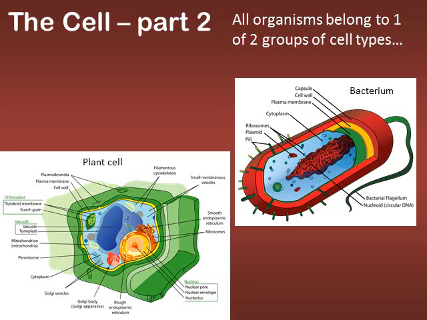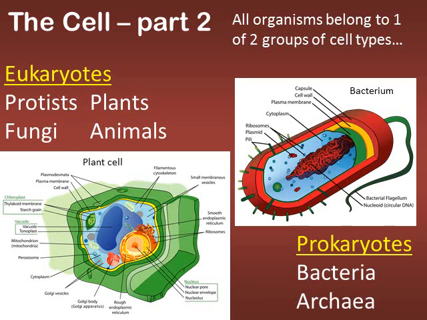In other words, all organisms have either eukaryotic cells or prokaryotic cells. And you can see all the different groups of organisms alive on Earth grouped into either one of these two types of cells. So we're going to explore some of the differences between these two.